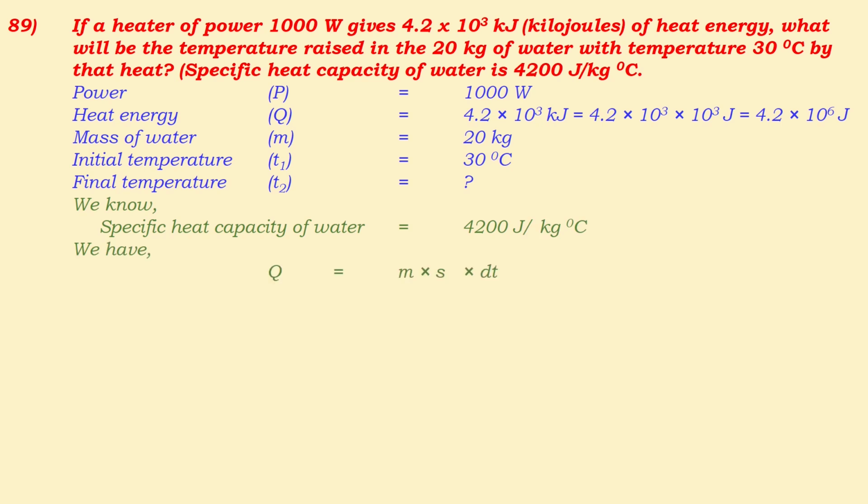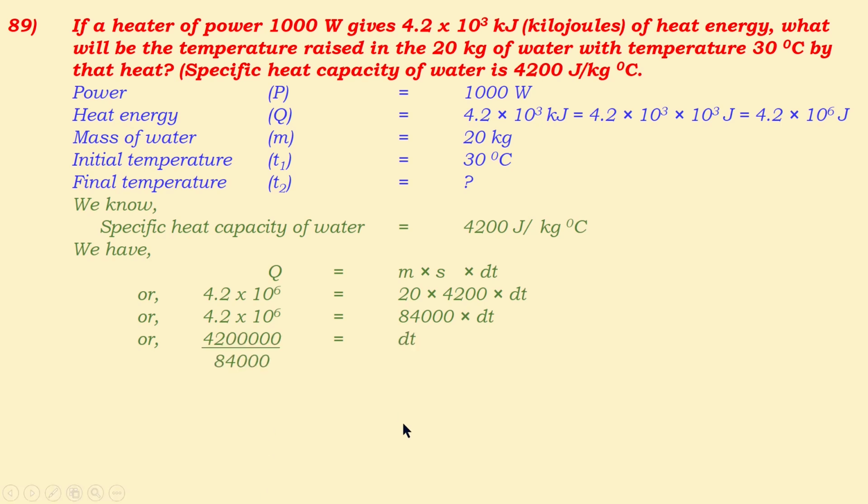We have this equation Q equal to m into s into dt, and Q is 4.2 into 10 to the power 6 equal to m is 20, s is 4200, and we are going to find dt. 4.2 into 10 to the power 6 is equal to 4200 multiplied by 20, which becomes 84,000, times dt. Now we have to convert the left hand side into a real number, not in power of 10. 4.2 multiplied by 10 to the power 6 becomes 4,200,000, and if it is divided by 84,000, then we will get dt, and dt is equal to 50 degrees Celsius.